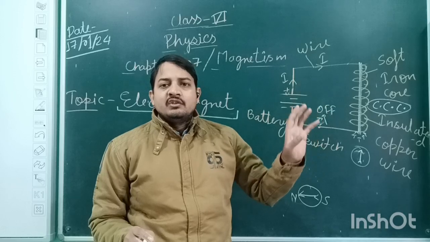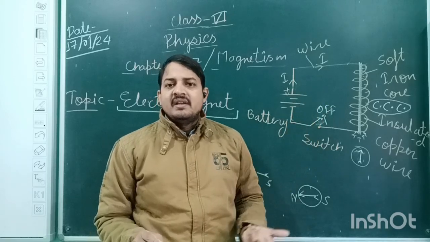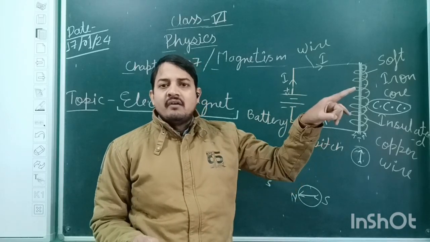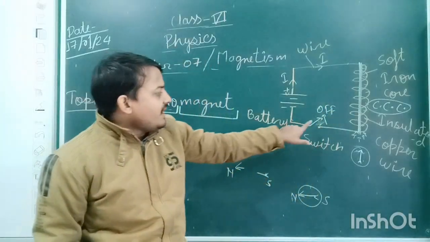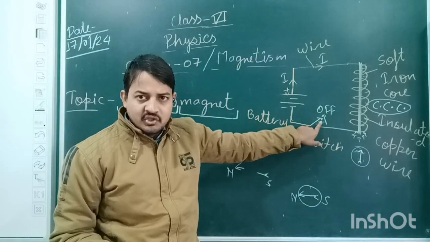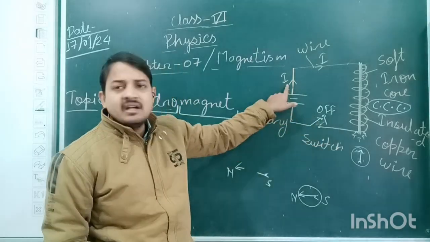Whatever electrical instrument you want to operate, it will become in the on position, and if it becomes off, what will happen? Electrical current will not pass. So same condition here also. If I try to make this in the off position, what will happen? Electrical current will not pass.